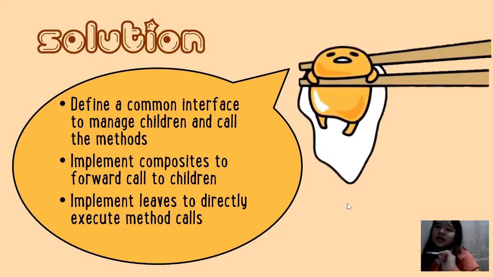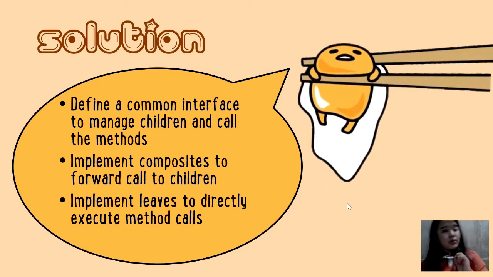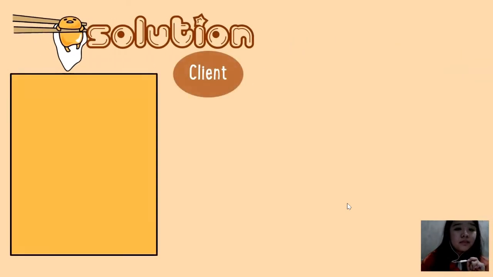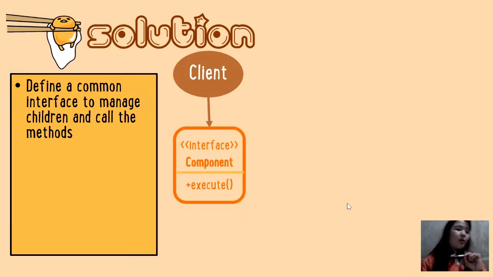We can further understand Gudetama if we visualize the solution he is proposing, right? So let's go with it. The first bullet says that we need to define a common interface to manage children and call the methods. So here, the client directly sees the interface. This is one large container, and let's just suppose that this could be the send greeting card command.